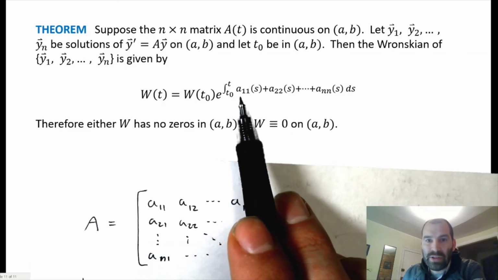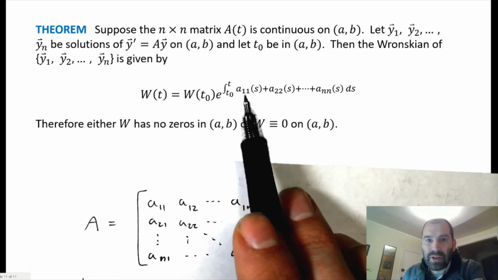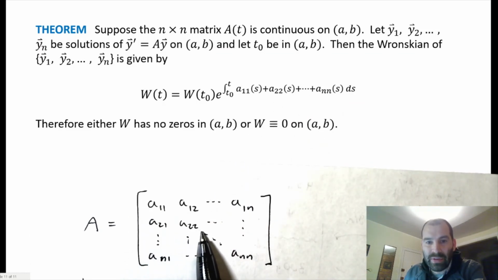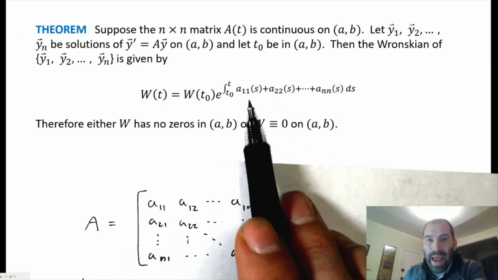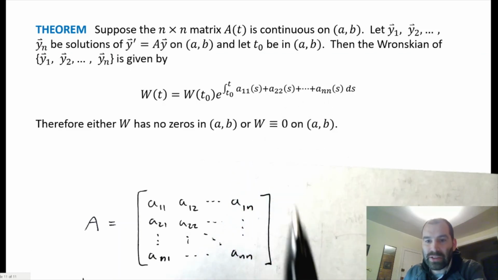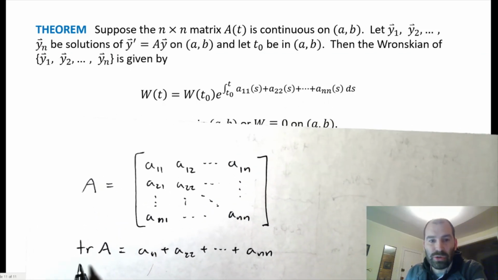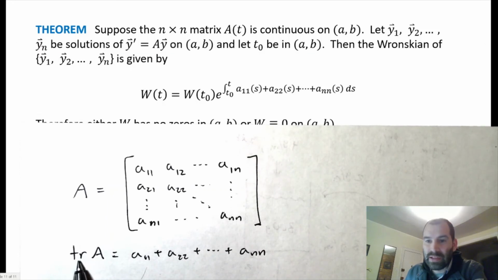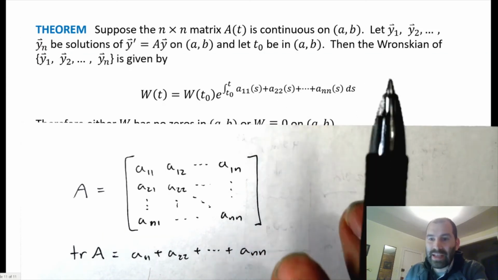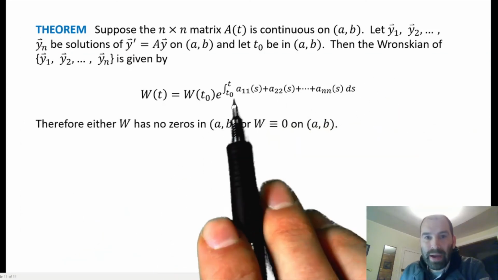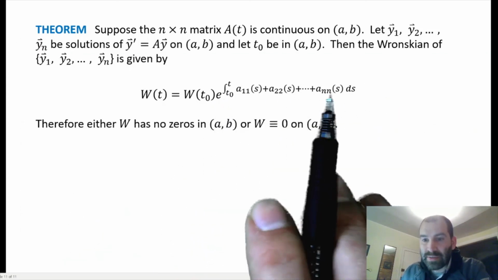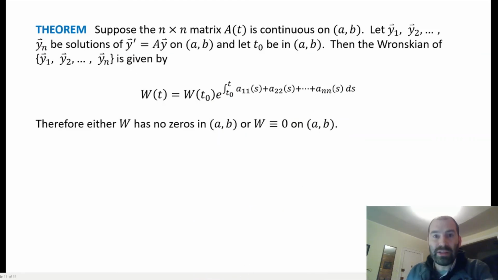What are the components that you see here? These are the components down the diagonal of the matrix. When you add the components down the diagonal of a matrix, that's called the trace of the matrix. And it's denoted tr sometimes. Sometimes they put a superscript T here. The trace of a matrix is just the sum of the diagonal elements. And that's what this is saying. It's saying the Wronskian can really be determined by the integral of the trace of the matrix that we started with.